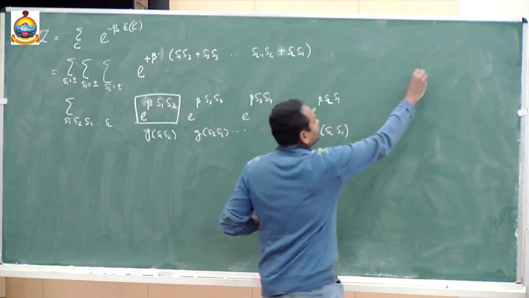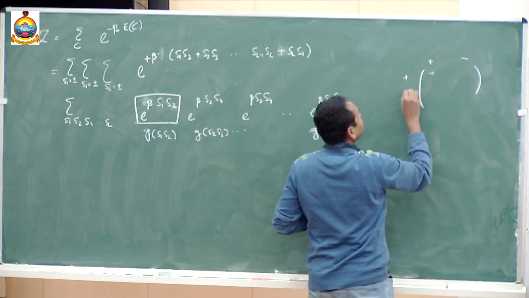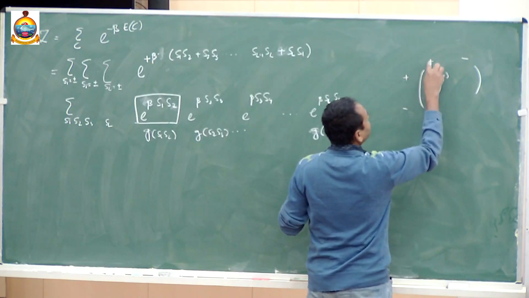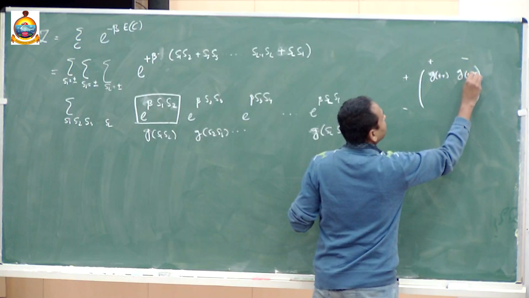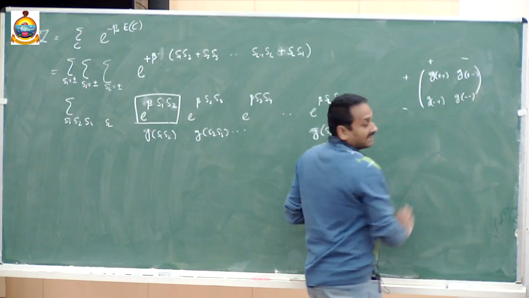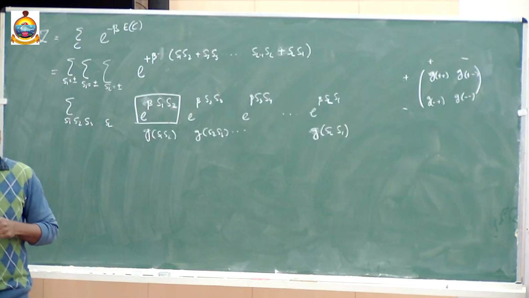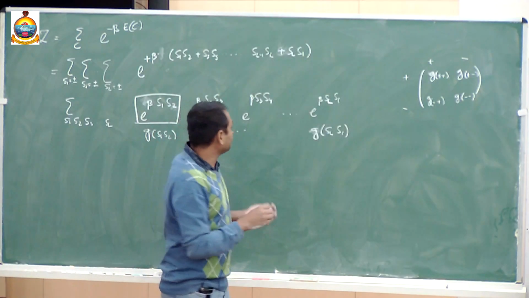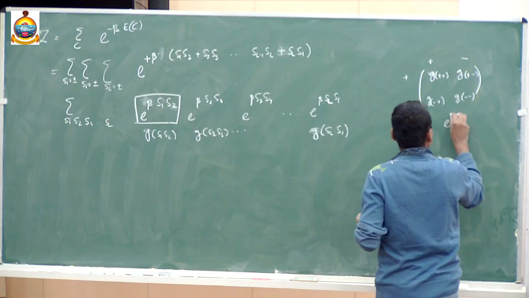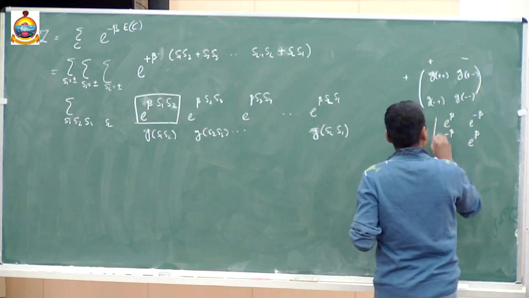So let us arrange them in a matrix. This is like plus, plus, plus, minus. So all the values: here I have g of plus plus, g plus minus, g minus plus, and g minus minus. And do you know what g plus plus is? It is e to the power beta. Similarly g plus minus is e to the power minus beta. So the matrix is e to the power beta, e to the power minus beta, e to the power minus beta, and e to the power beta.